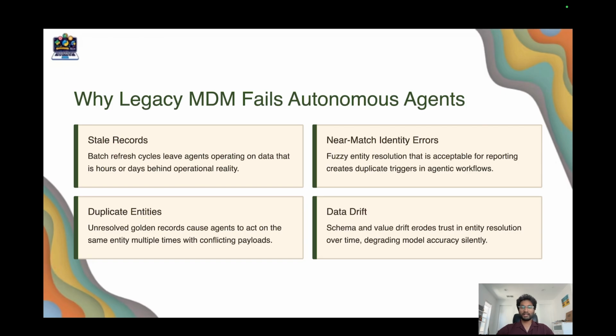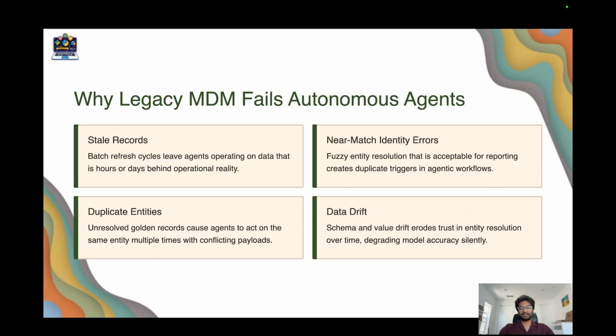There are four failure modes I see again and again. One sentence on each, because we are going to watch all of them happen live in a few minutes. The first is staleness. Your batch refresh means the agent is acting on a picture of the world that is sometimes hours or days old.